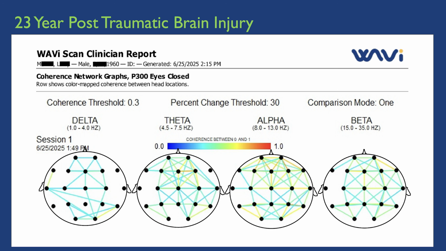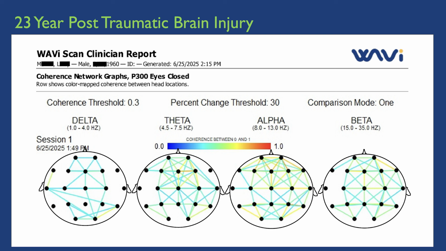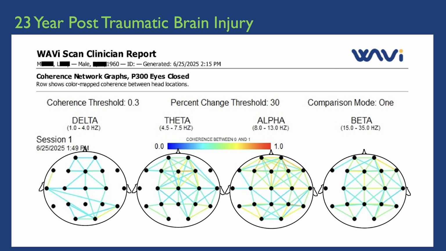So this is his baseline WAVi. And I don't know if any of you guys know anything about coherence, but WAVi has the 4 wavelengths. There they are. So this is beta, alpha, theta, delta. And so what you're looking at is a graphic in each wavelength, and we're looking down on the top of the head. And each of the black dots is the electrode in the WAVi helmet.